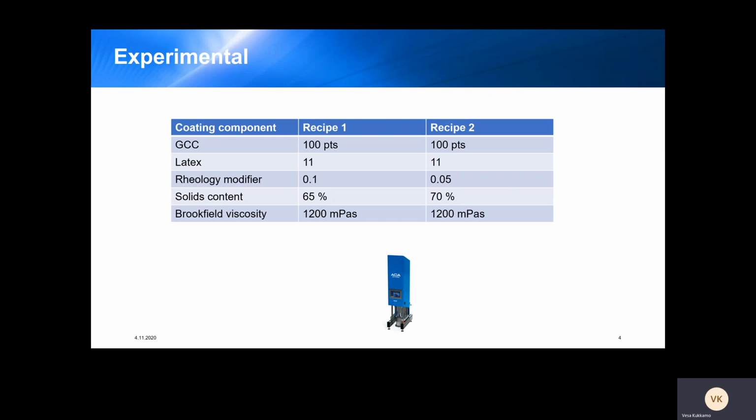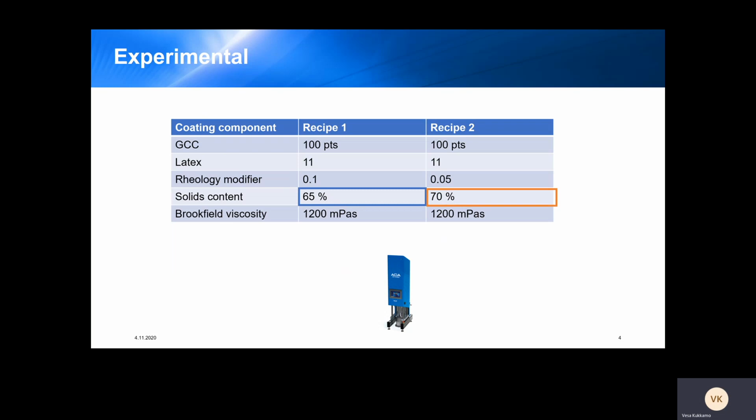This is our experiment. We have a standard GCC for both recipes. We have a latex as a binder and a rheological modifier. And then we have a solids content of 65% for recipe 1 and 70% for recipe 2. So these are the variations that we have between these two coating colors.